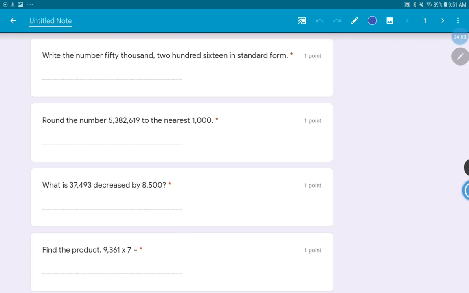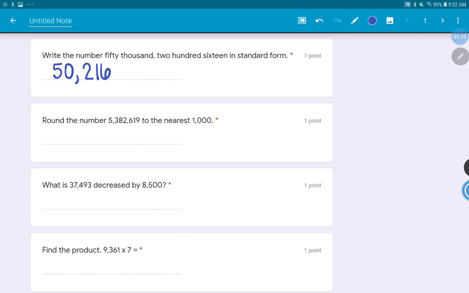Just 50,000. So a 5 and then what? A 0. Okay. What does thousand tell me that I need to put after those numbers? A comma. Very good. Then what? You put a 2 and then 16. 2 and then 16. 50,216.